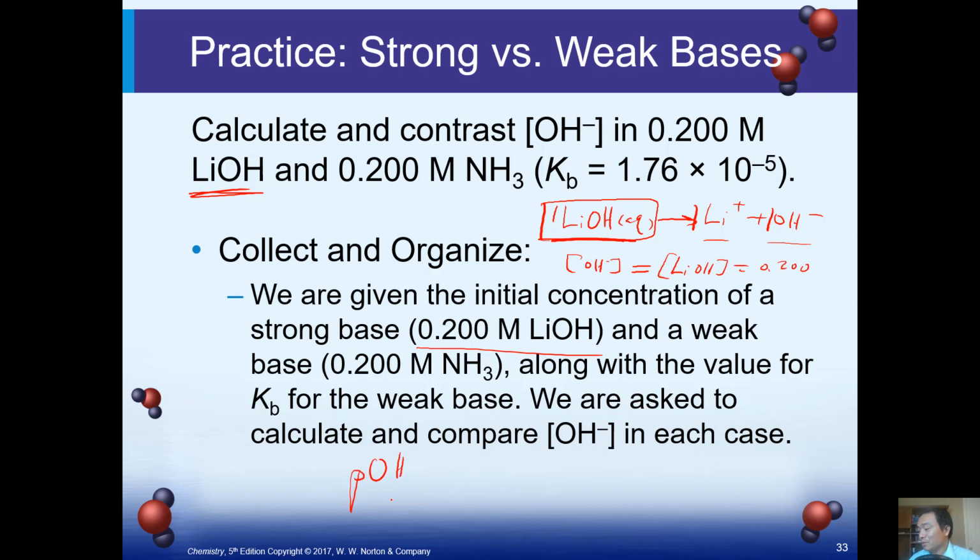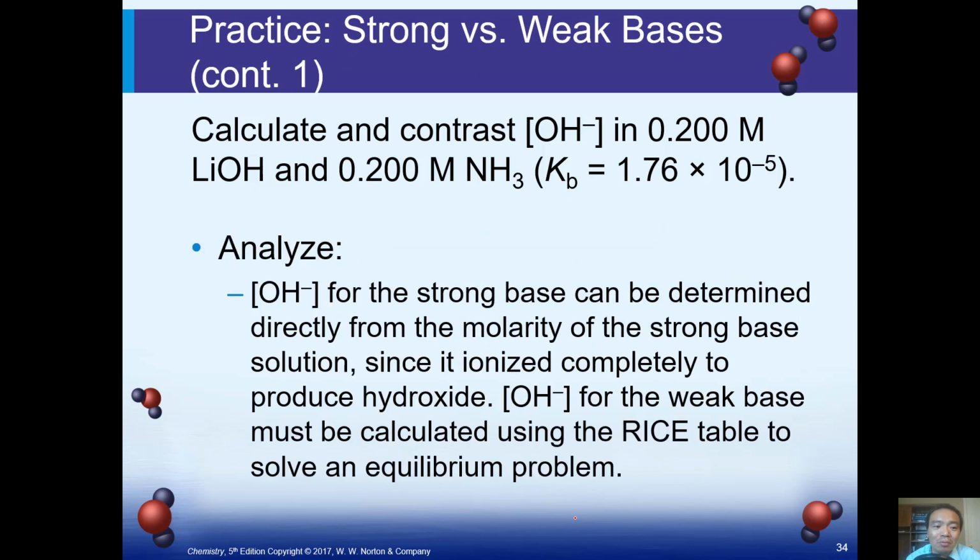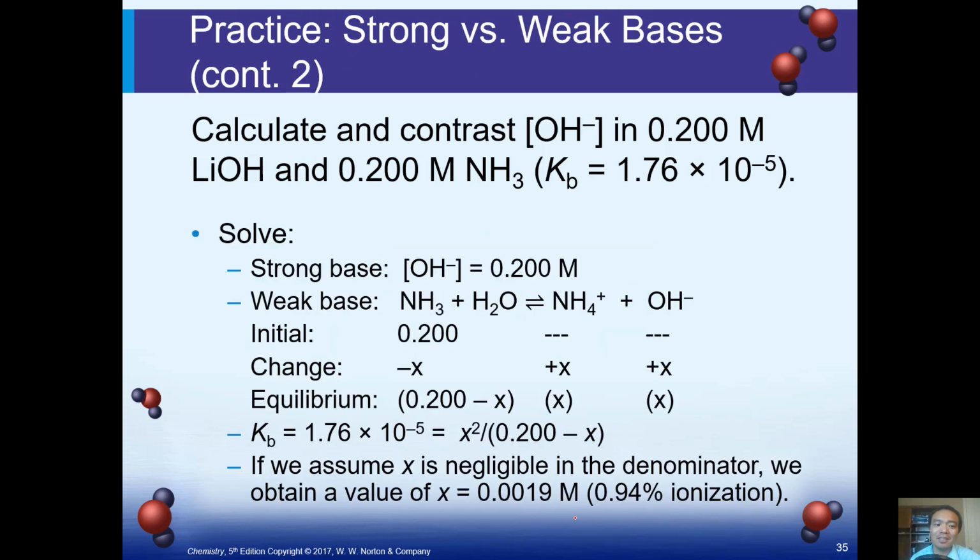So your pOH, not pH because we have hydroxide rather than hydronium ion concentration, it would be negative log 0.200. Okay, then what is pH? pH will be at 25 degrees C, 14 minus pOH. That's how you do the calculation for a strong base, which is quite straightforward. For the strong base, very straightforward. For the weak base, you will have to do the RICE table. Okay, all right, so let's set up that RICE table or ICE table.